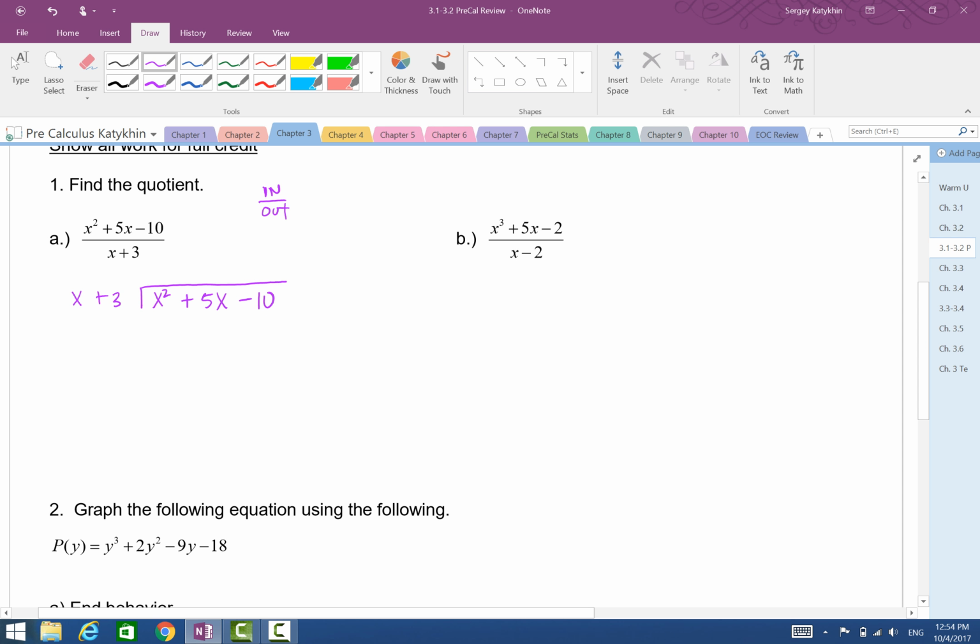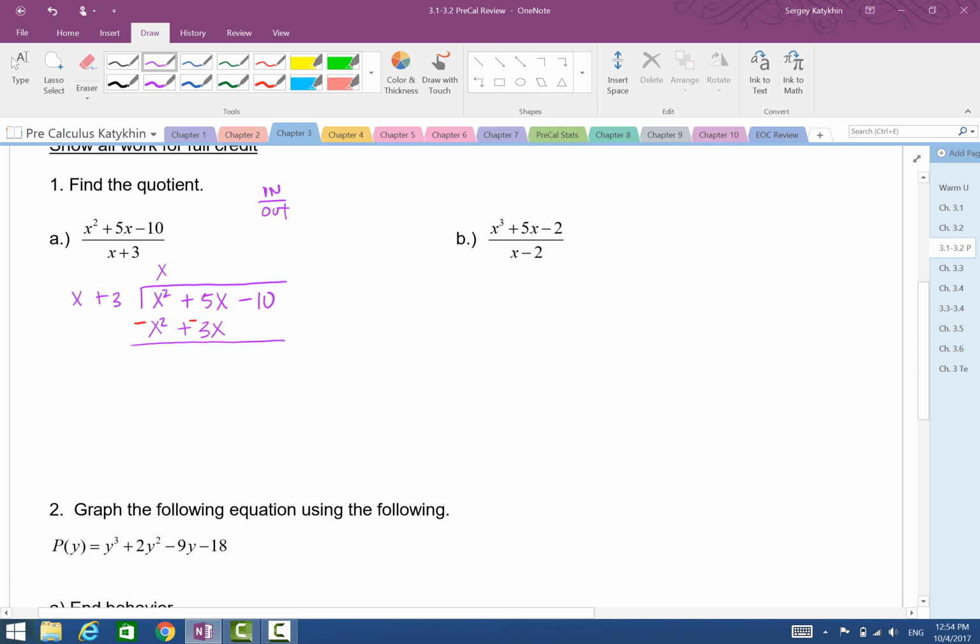So as you can see, we'd ask ourselves, okay, what do I have to multiply x by to get x squared? Well, that's going to be x. So x times x is x squared. x times 3 would be positive 3x. Then we're going to go ahead and subtract the x squared and subtract the 3x.